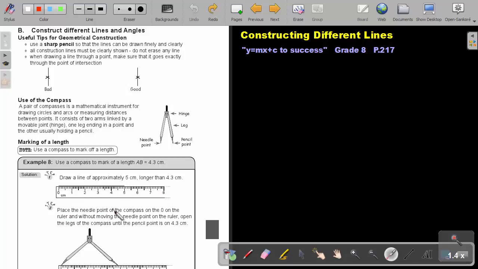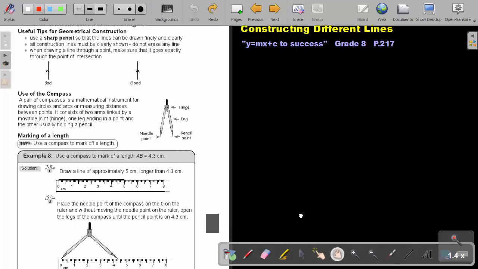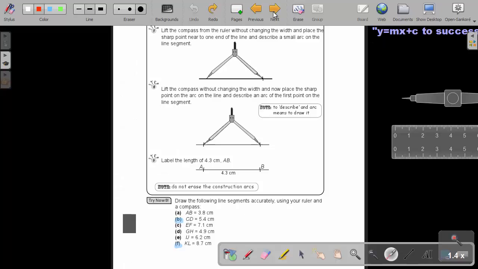Place the needle point of the compass on the zero on the ruler, without moving the needle point. Open the legs of the compass until the pencil point is exactly at 4.3. There, exactly. Can you see? At 4.3. So the width of this compass will now be 4.3. Now, let's go on.